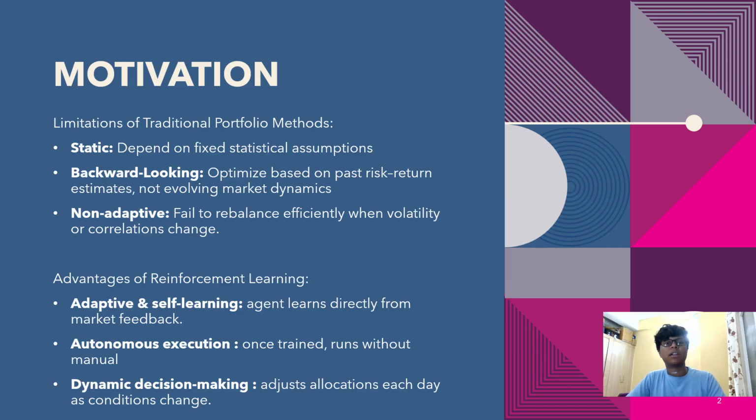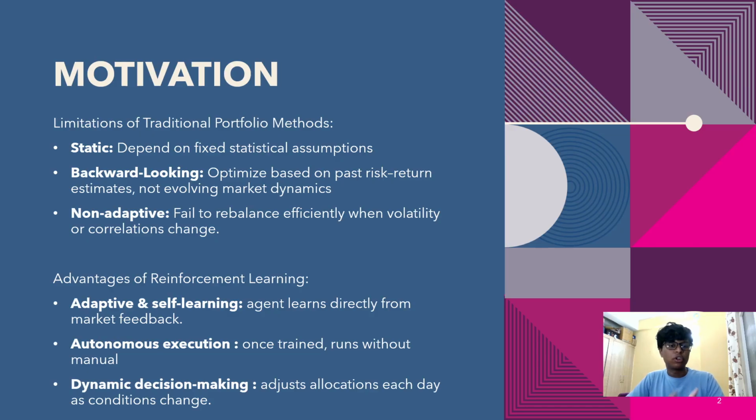Markets are highly dynamic, highly volatile, highly changing. You cannot have a fixed static method to try to understand how it works. You will need a dynamically changing way of trading, and that is what reinforcement learning does. It is adaptive and self-learning. The agent learns directly from market feedback.